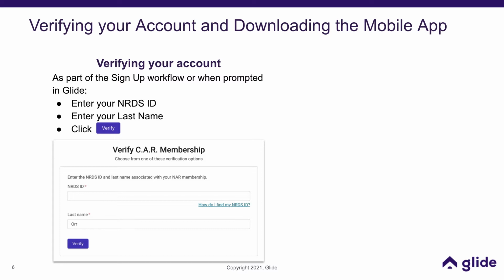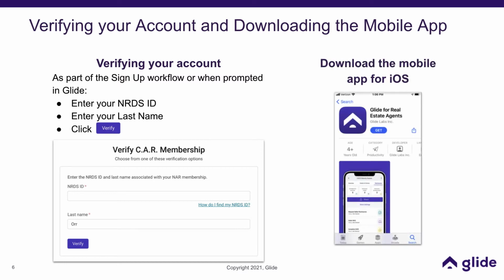We also recently launched our mobile application for iOS, and that can be found in the App Store by searching for Glide for Real Estate Agents. Just look for that Glide logo on the left, that purple and white logo, to ensure that you're downloading the correct application. Now, we are going to have an Android app coming out in the future.